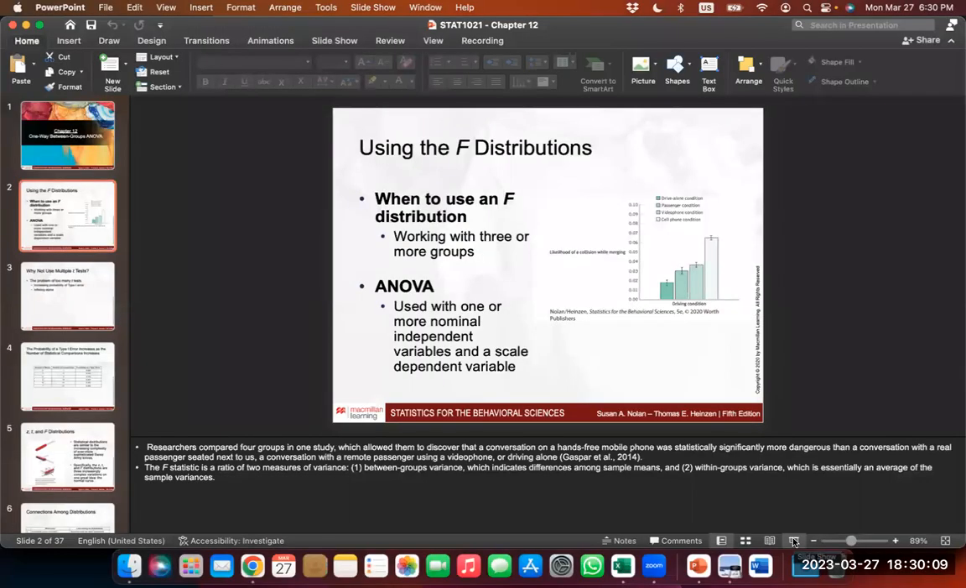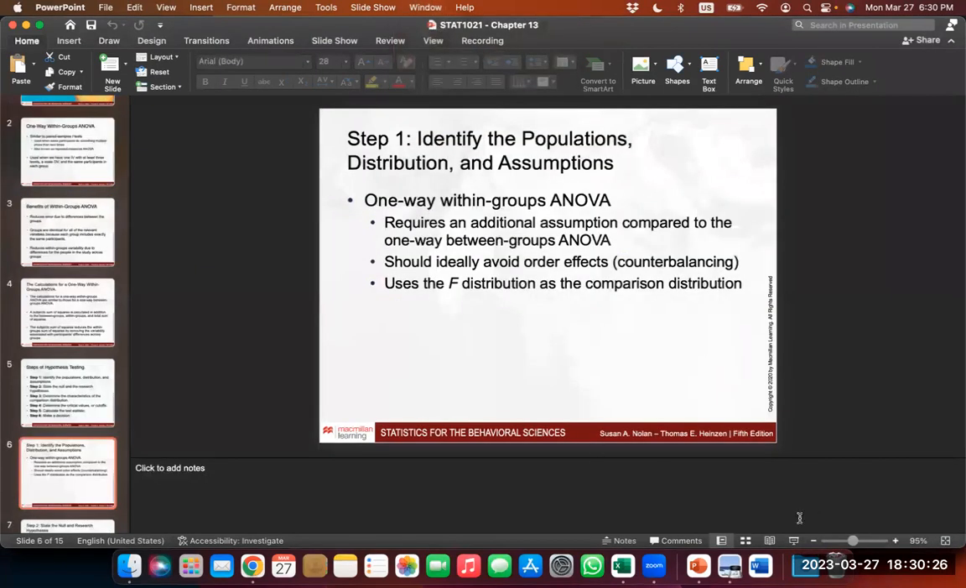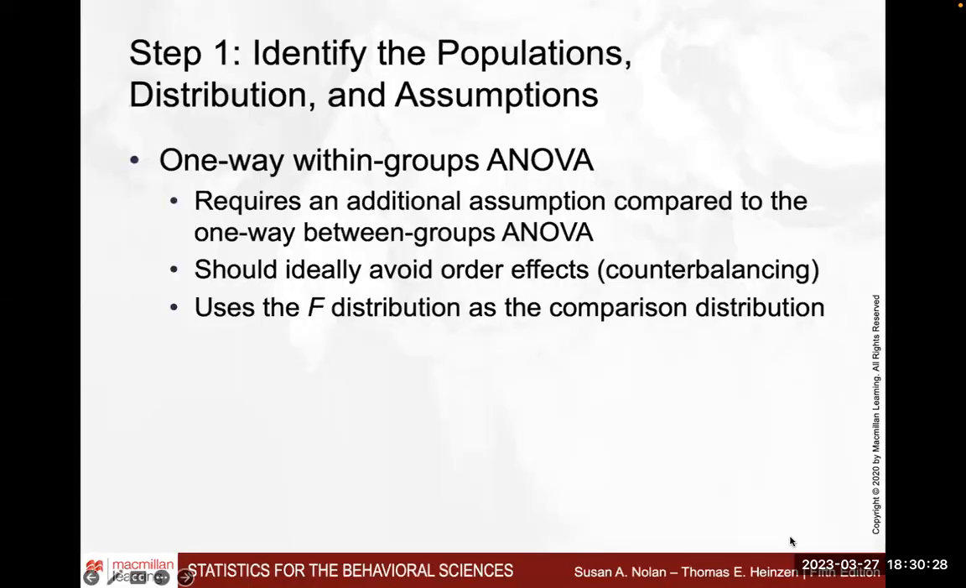You can also use a so-called washout period by doing the conditions on four different days, where the individual goes on the highway, then drives home and comes back the next day. That would be a washout period. That's the cleanest of all options. Good. Okay, so that's the within groups.